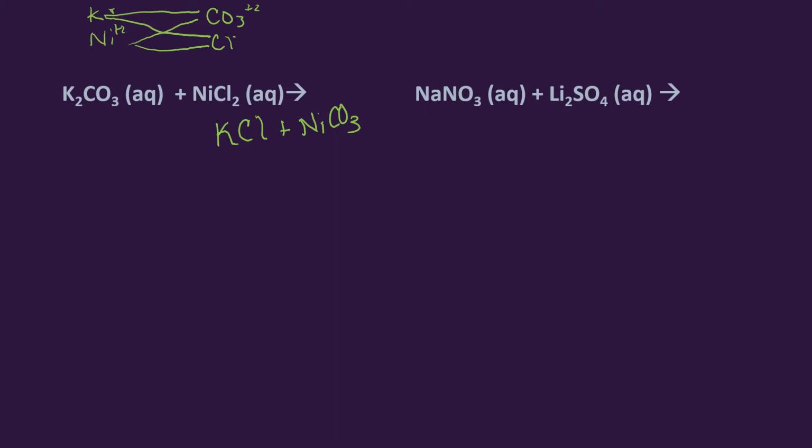Now, if we go back to our solubility rules, remember, basically anything with potassium is soluble, so this one is soluble. Anything with CO3 is insoluble, and nickel was not an exception. So this one is insoluble. So this reaction occurs, and this would be our precipitate.